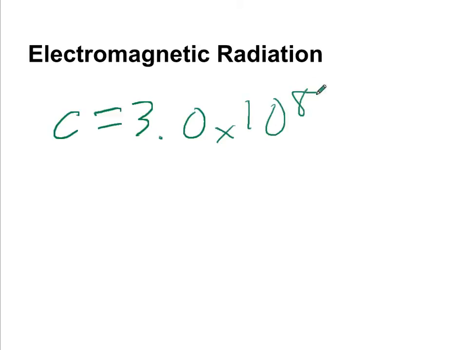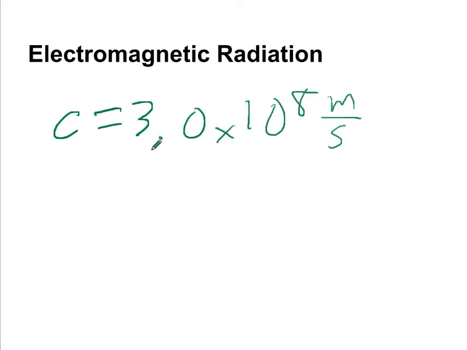All of these waves travel at the same speed in a vacuum, and that speed, the speed of light, is represented with the lowercase c, and the value for it is 3.0 times 10 to the 8th meters per second. So very fast. That's the speed of light in a vacuum.